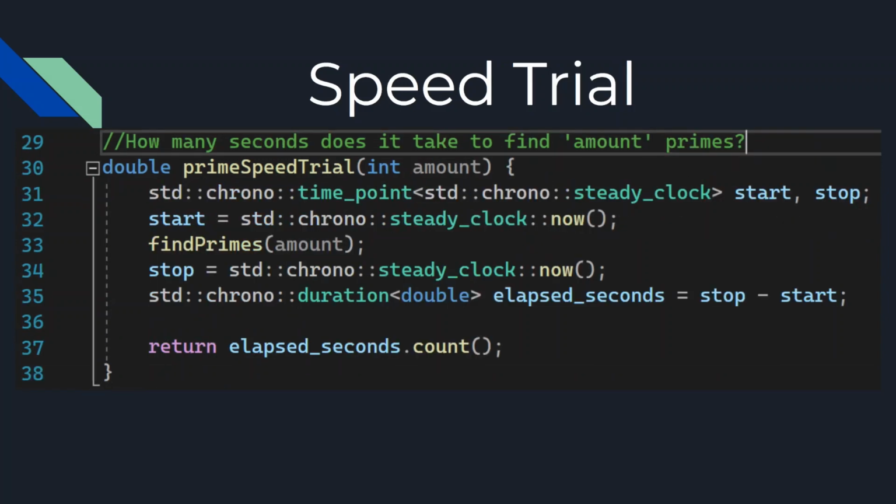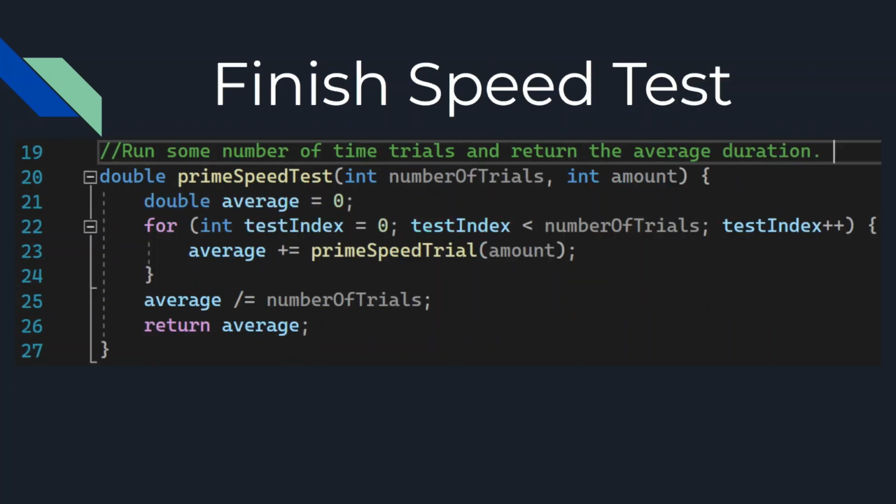For each speed trial we do, we start our clock, find the primes, and then we stop the clock. Then we see how long the elapsed time in between the start and stop is, and we return that value in seconds.